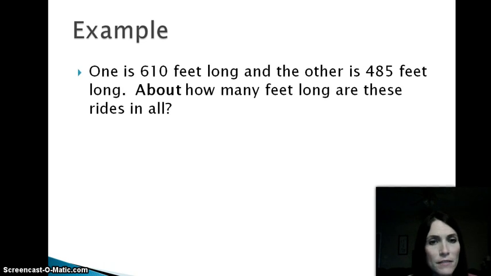So one is 610 feet long, the other is 485 feet long. About how many feet long are these rides in all? Well, let's think back to what we've learned in the previous two lessons. We've learned a rounding strategy where we decide upon a place value, or we're given a place value, and we use the strategy of looking at the place value behind it or to the right. And we have a little saying or poem that goes with that. If that place value is 5 or above, we give the original place value a shove and make that one number higher. Or if it's 4 or below, we leave that original place value alone and then make everything zeros after it.